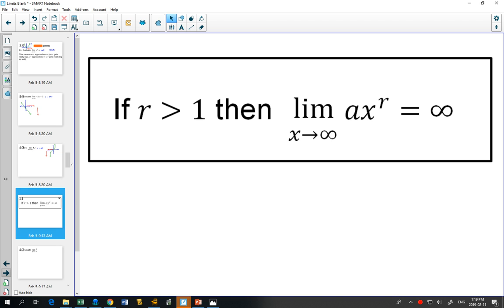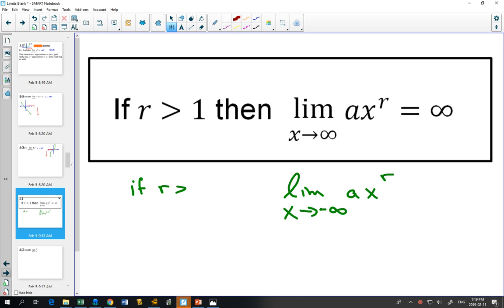I guess we could make some limit as x goes to infinity. Oh, I wanted to do negative infinity. Negative infinity of this, if r is bigger than 1 and our r value looks like that. There we go. Proper use of space. I don't know if that's a word.